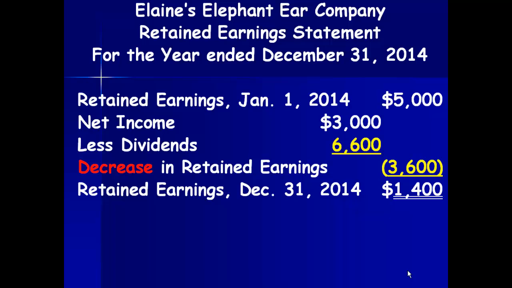Let's just change one number. I changed the dividends. I made it 6,600. Net income is 3,000, 6,600 in dividends. This time, do I have an increase or a decrease in my retained earnings? A decrease. Okay, I put parentheses around this number to show it as a decrease. So now it's a negative number, so we end up with only $1,400 in retained earnings.